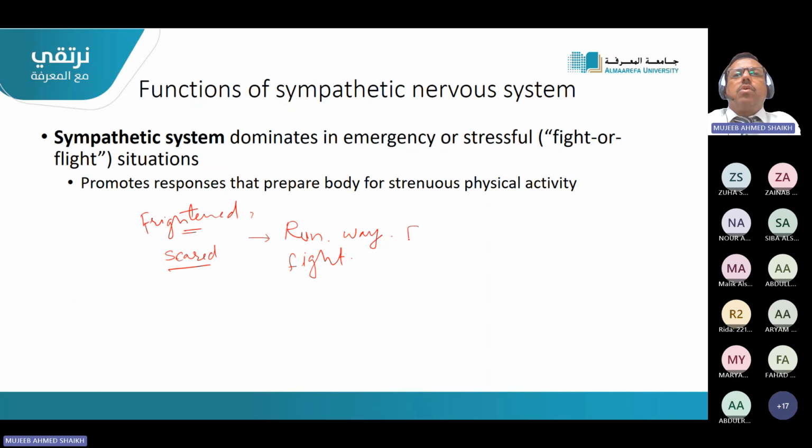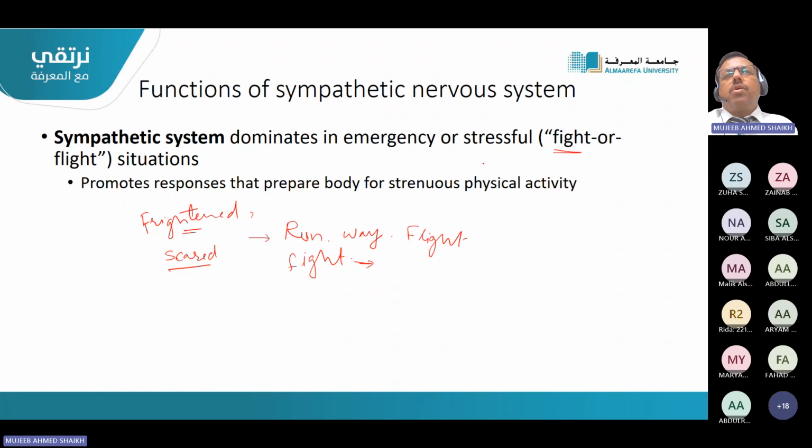We call this response the fight or flight response. Fight means you will face the situation. Flight means you will leave that situation. So the response of our body to any emergency situation is either fighting with that situation or going away from that situation.